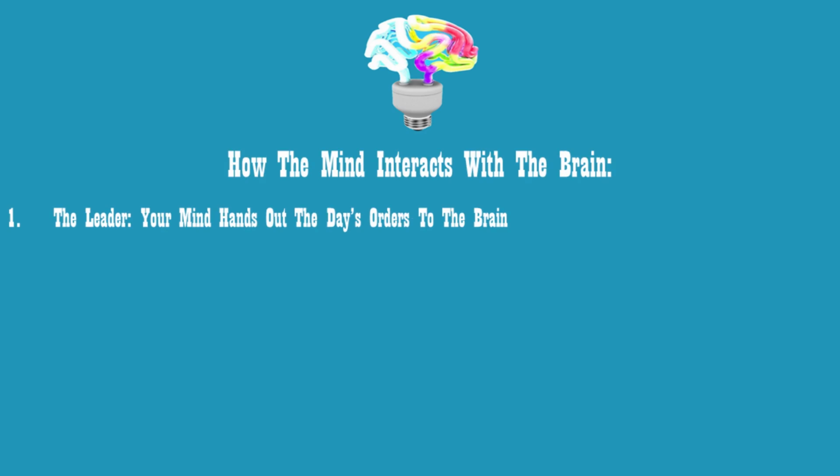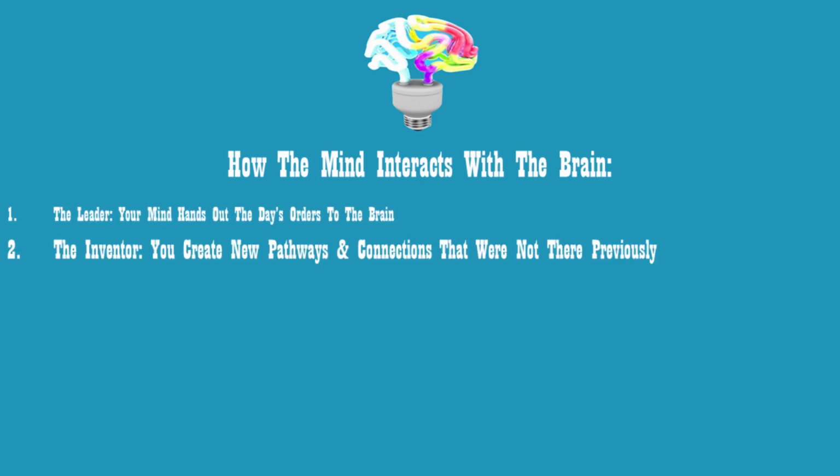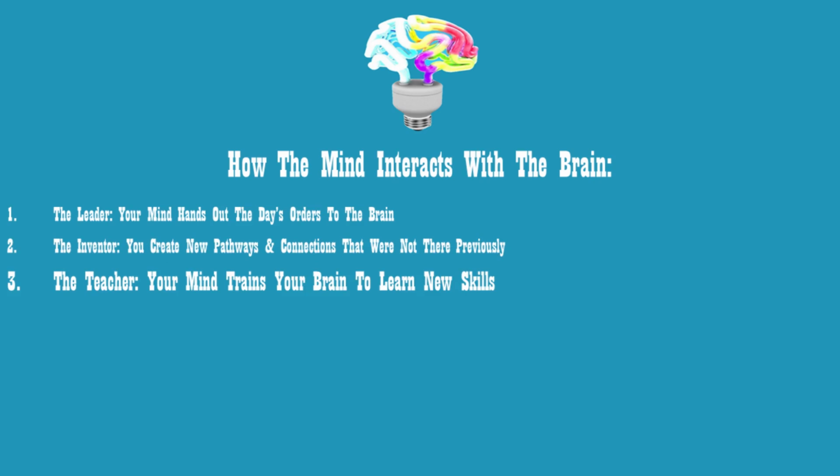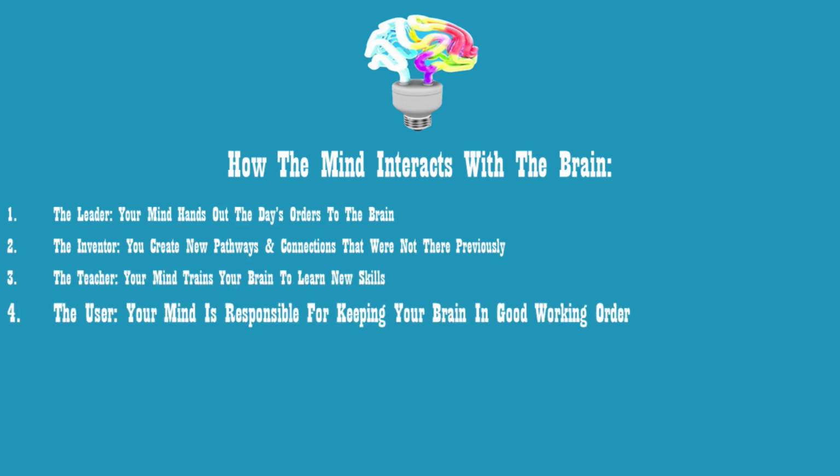And what this means is that your mind hands out the day's orders to your brain. Your mind also interacts with your brain through being an inventor, meaning you create new pathways and connections inside your brain that didn't exist yesterday. Your mind can also be considered a teacher for your brain, because your mind trains your brain to learn new skills. And lastly, your mind is the user when interacting with the brain, meaning your mind's responsible for keeping your brain in good working order.